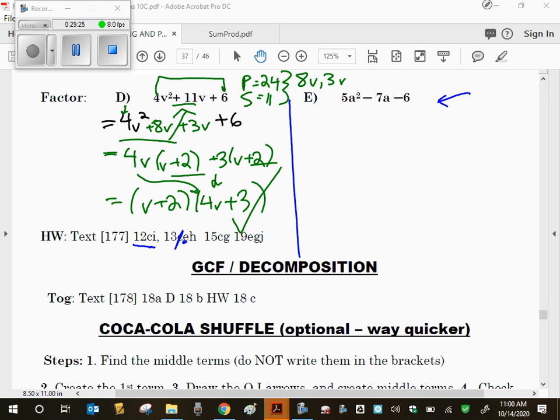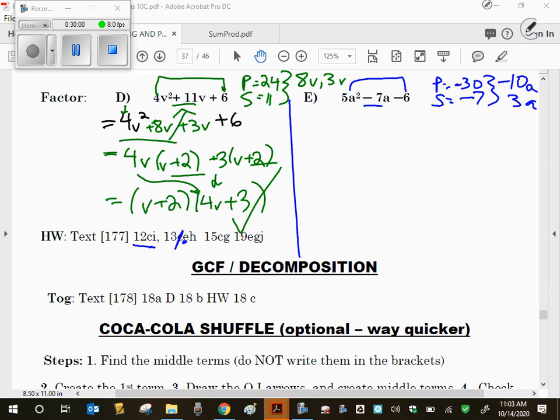All right, let's do E low first. If you have not done that one, go ahead and do that. Okay, let's do question E. Product is negative. That means you have a negative number and a positive number, and the sum is also negative. What 2 numbers multiply to negative 30 and add to negative 7? Anybody know? Perfect, good job. Negative 10a and 3a.